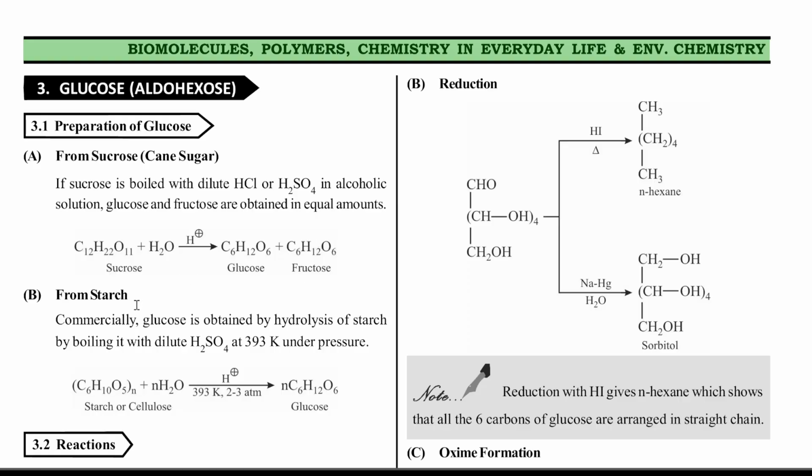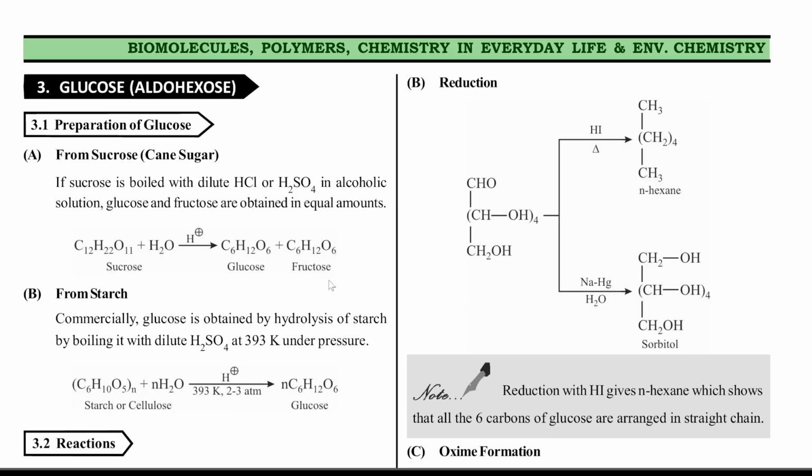And we can also obtain it from starch commercially. Glucose is obtained by hydrolysis of starch by boiling with acid. Here n can be any number ranging from 11 to 1000. Starch and cellulose are extremely large polymers made up of thousands of units, and that many molecules of water are needed to hydrolyze it into n molecules of glucose. The difference between glucose and fructose is simply that glucose contains an aldehyde group and fructose contains a ketone group as its primary functional group.